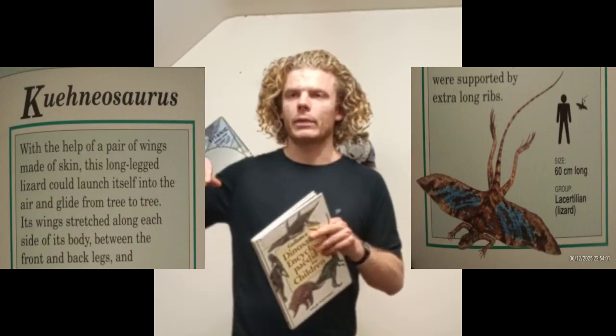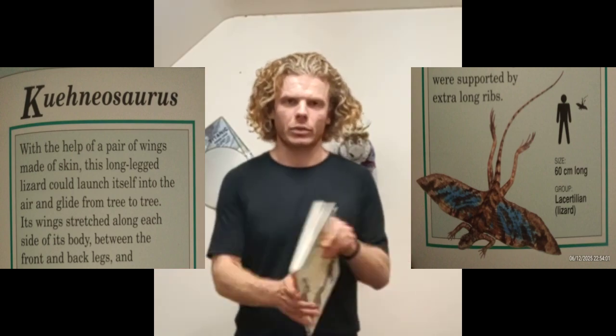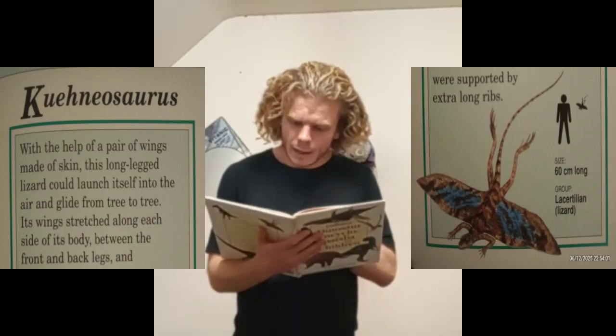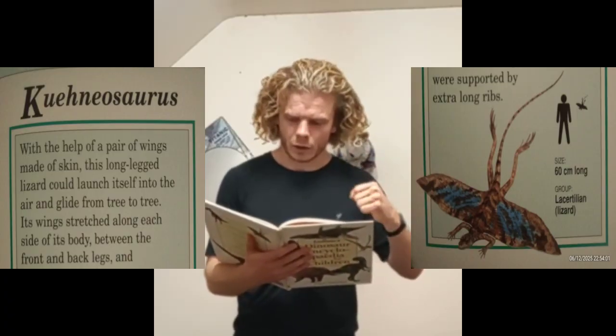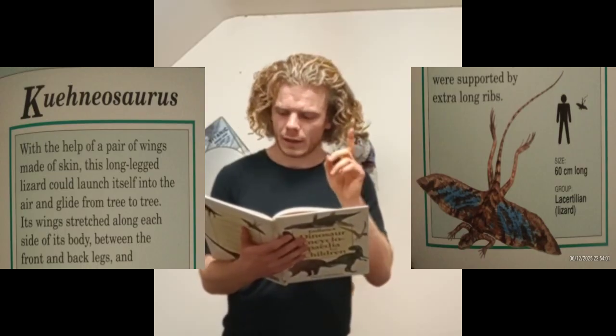And the wings were from the arms to the legs in the middle of the body to both sides and supported by extra long ribs. And with them it could glide from tree to tree. Okay, the two difficult words are Kuehneosaurus and Lacertilian.